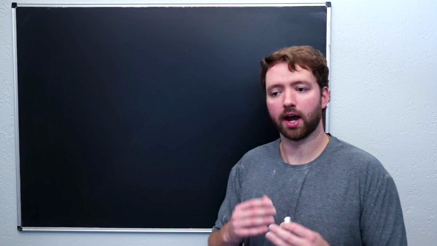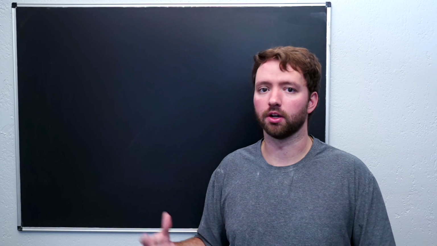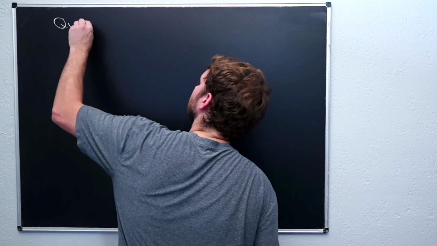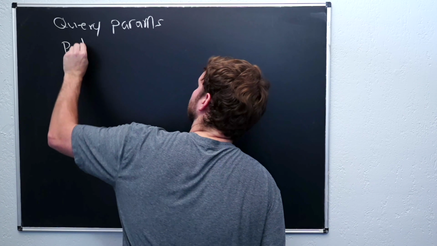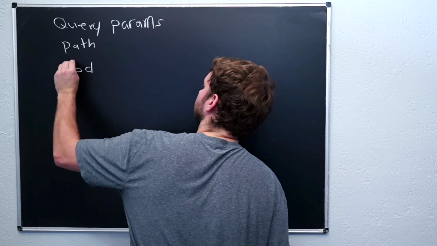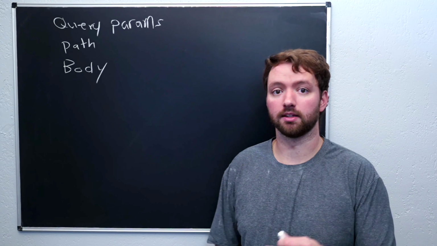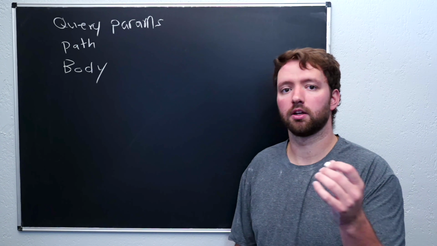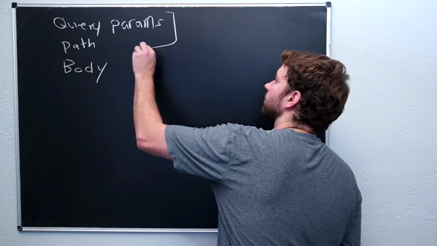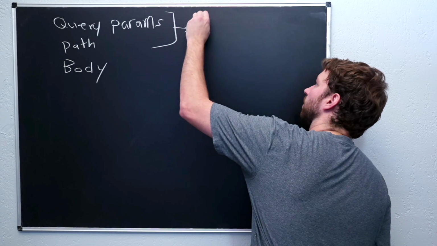Now let's move on to how we pass data to the backend. So we've talked about a few different options here. We've talked about query parameters. We've talked about passing data in the path, and we've also talked about passing data in the request body. So these are the three main ways of passing data to the server. When do you use which? So let's first take a look at these two, because they have something in common. They both go in the URL.